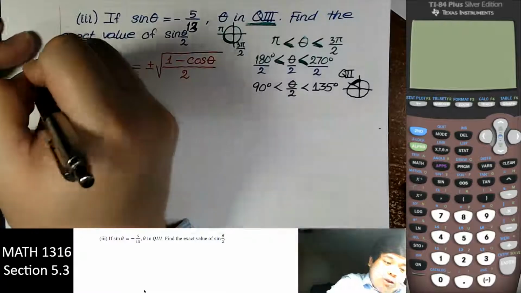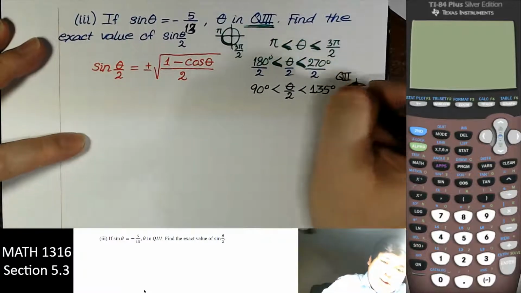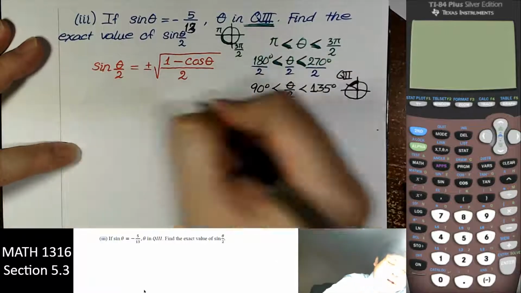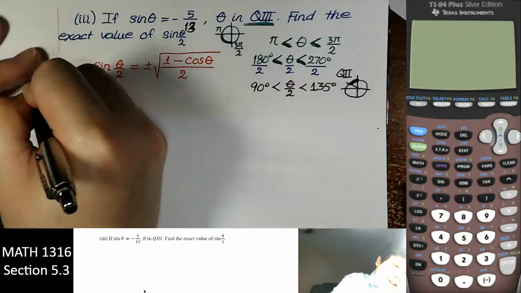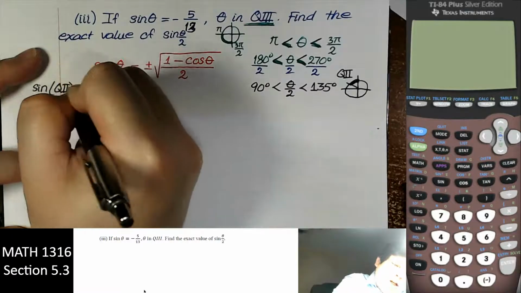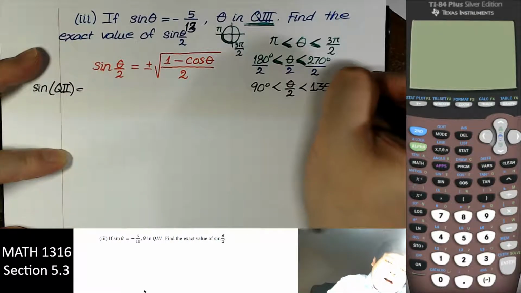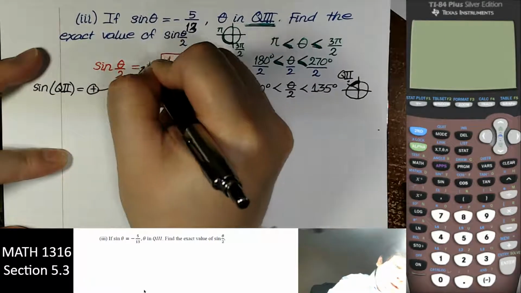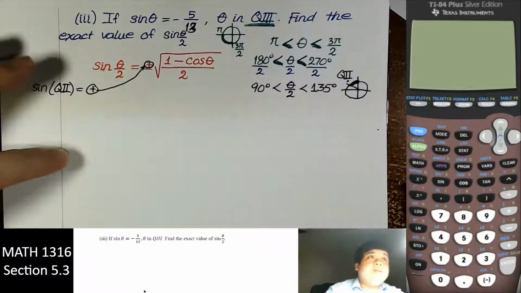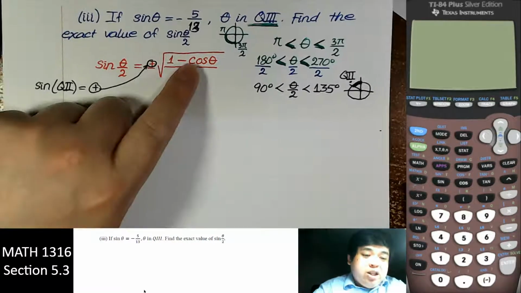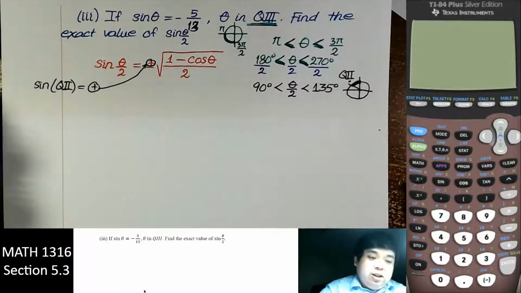In quadrant 2, sine is positive. Sine in quadrant 2 is y over r, y is positive. So we use positive. And finally, we just need to determine what is cosine of theta.